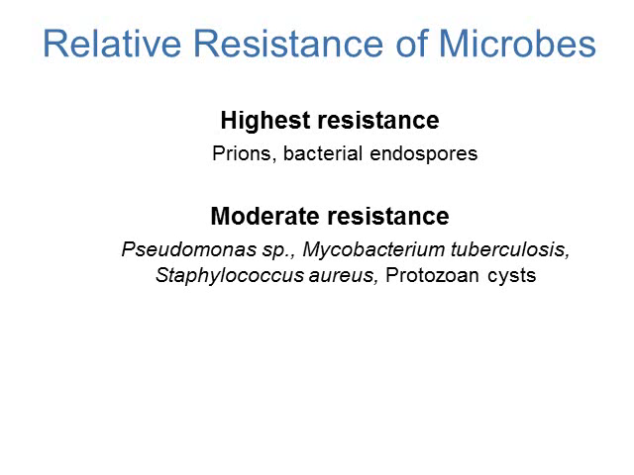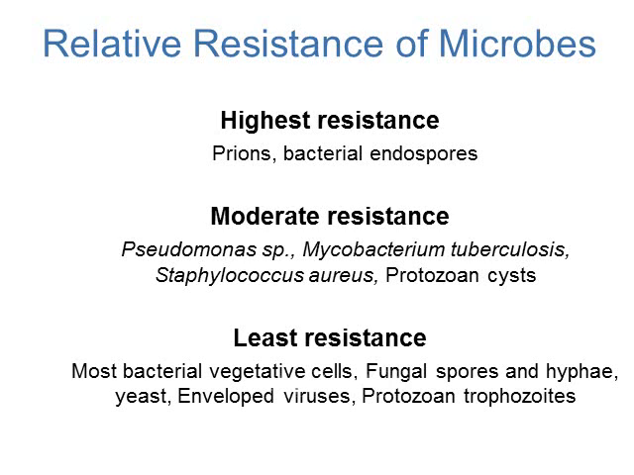Other organisms have a moderate resistance. So these include certain types of bacteria. So the Pseudomonas bacteria, Mycobacterium tuberculosis, which causes tuberculosis, Staphylococcus aureus, which is found in a lot of skin infections, and then also the protozoan cyst. So cysts, they're kind of like spores. They're the form of a protozoan, an animal-like organism, that is used to survive harsh conditions.